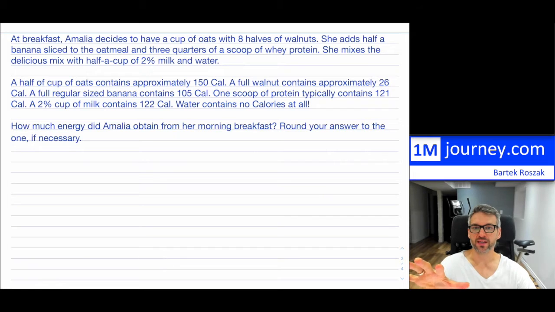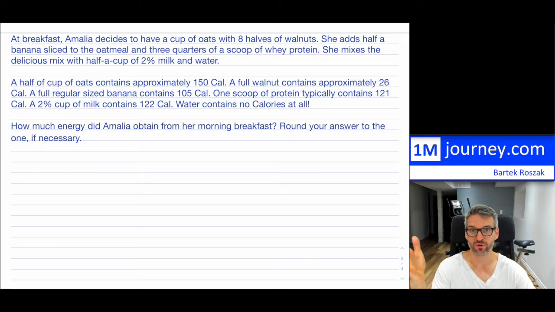All right, so here is the example that we want to go over. Let's walk through it, and then I'm going to take those 7 items and solve it, checklist style. So at breakfast, Amalia decides to have a cup of oats with 8 halves of walnuts. She adds half a banana sliced to the oatmeal and 3/4 of a scoop of whey protein. She mixes the delicious mix with half a cup of 2% milk and water. Now, even just by reading that, your brain might start trying to process and think about what to remember or what to write down. At this stage, I don't write down anything. I just try to let my brain be and think.